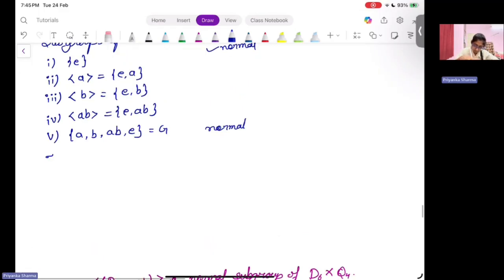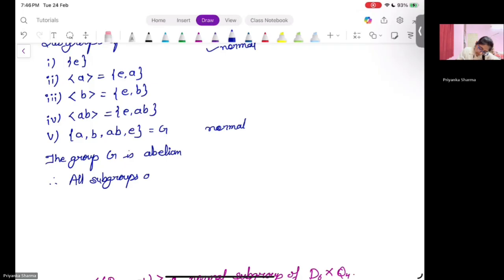Like if we want to check, we can, otherwise we can just give the logic behind this. The group G is abelian, therefore all subgroups are normal. So G has how many? Five. Five normal subgroups.